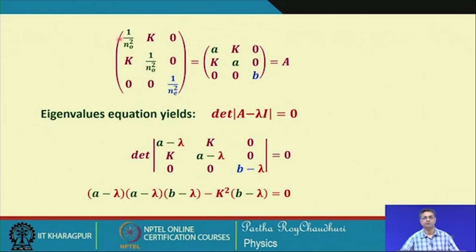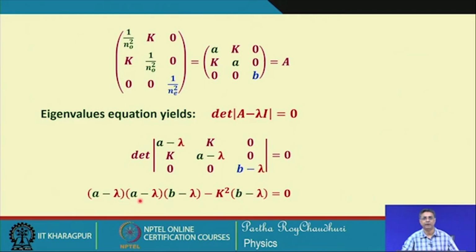Therefore, for this matrix diagonalization, we have to write the eigenvalue equation, which is the determinant of the matrix A minus lambda I equal to 0, which is very well known in the basic mathematics of matrix diagonalization. By doing so, we write this determinant equal to 0, because of a minus lambda, b minus lambda, this determinant will be equal to 0.